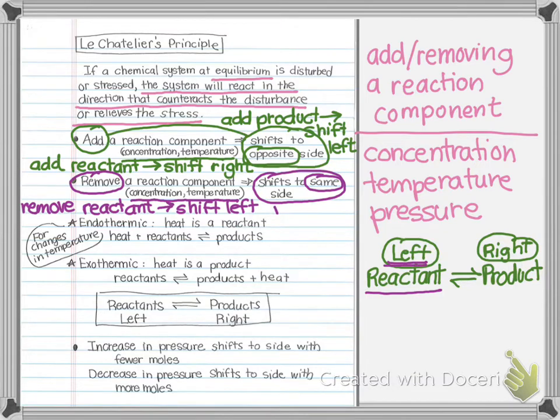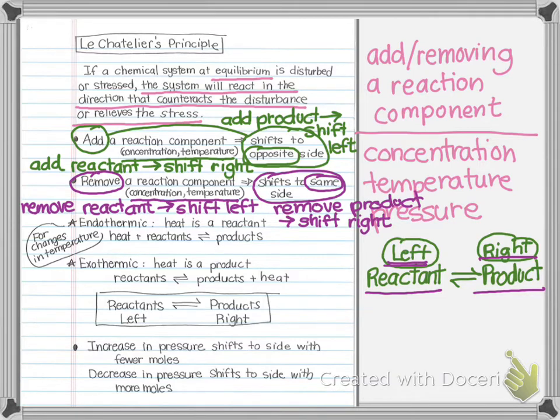Now, if we remove a product, then products are on the right. So it would go to the same side and it would shift right. So again, think about it. You're removing a product, and so how the reaction responds is by making more product, or shifting right.